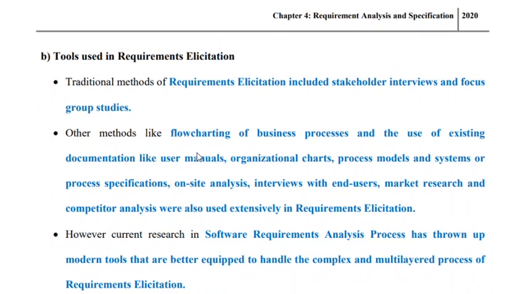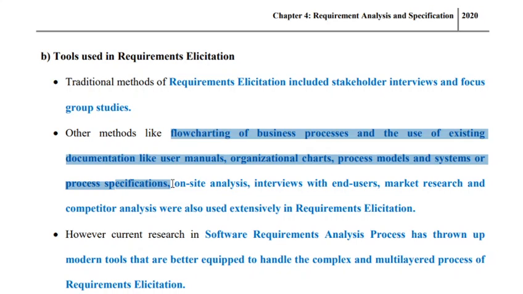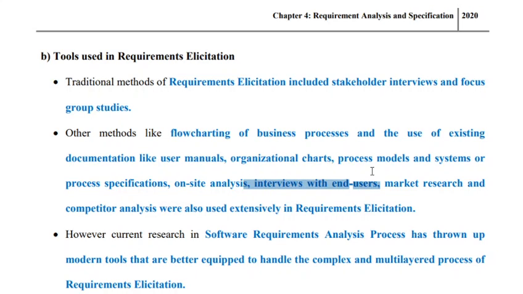Now, tools used for requirement elicitation. Traditional methods for requirement elicitation include interviews and focus group sessions. Other methods involve building a flowchart for business process and the use of existing documents like user manuals, organizing charts, process models and system process specification, on-site analysis, interviews with end users, market research, and competitor analysis. So these are various tools.